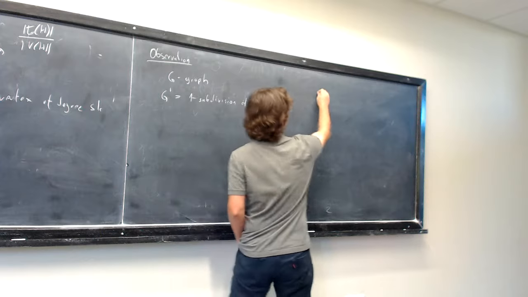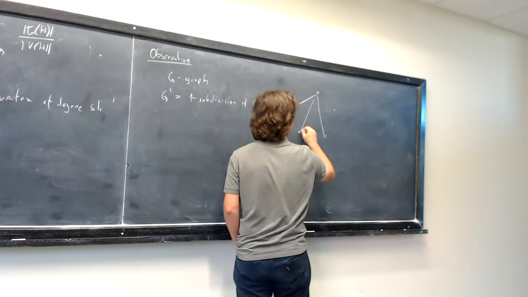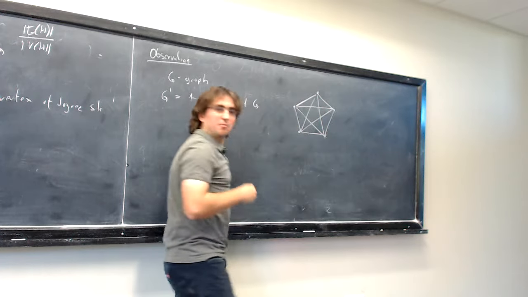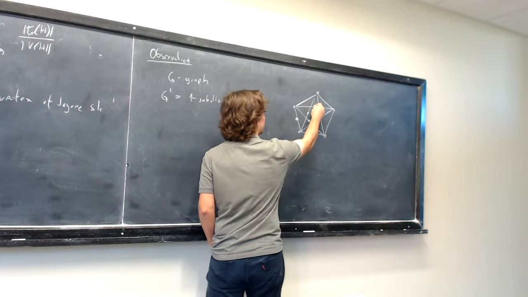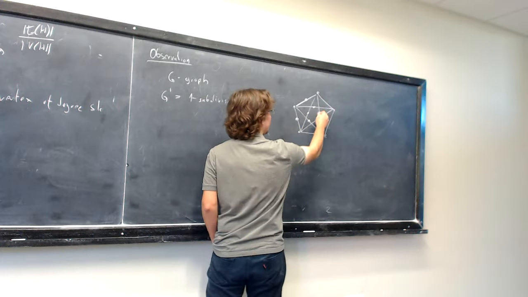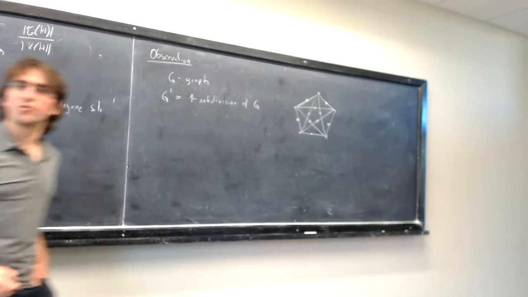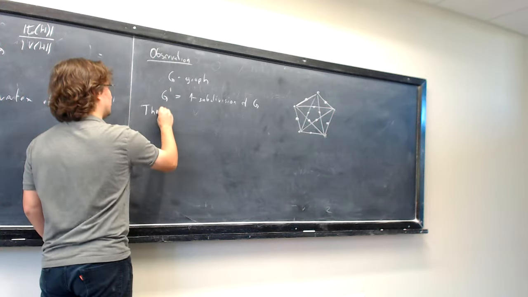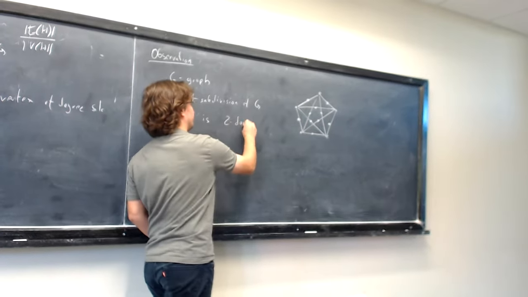So what is that? I just take G, maybe a super dense graph, say a clique. And now I make a new graph G prime by just putting a vertex inside every edge. In other words, I replace every edge with a path on two edges. Then I claim that G prime is always two-degenerate.